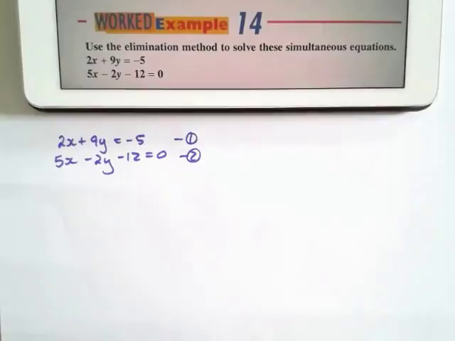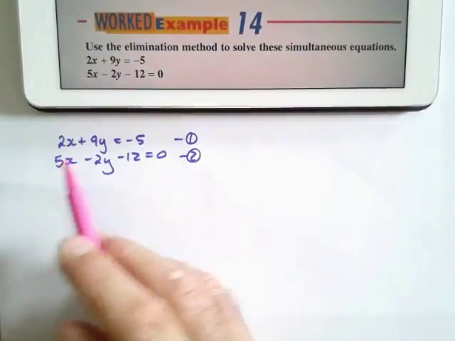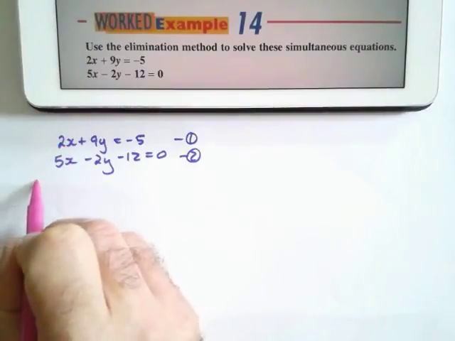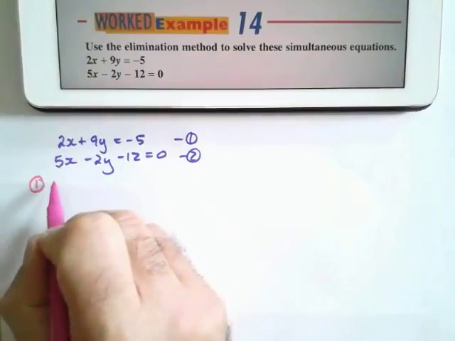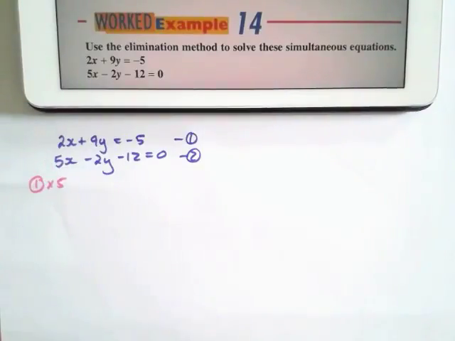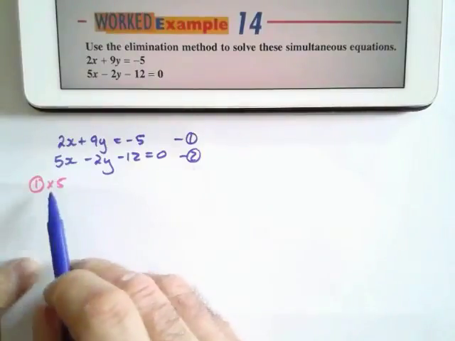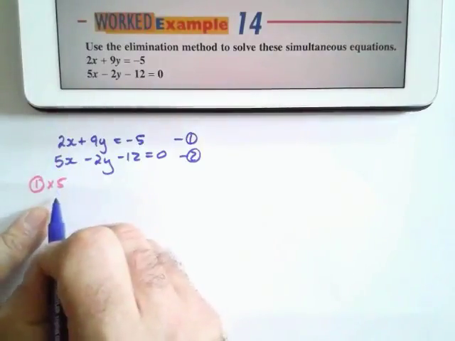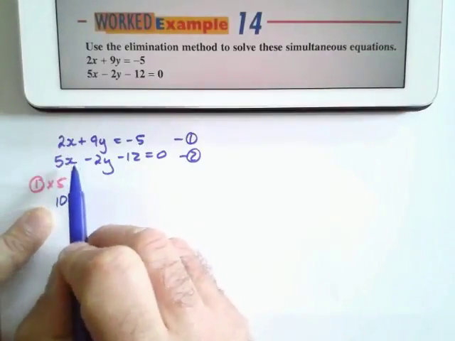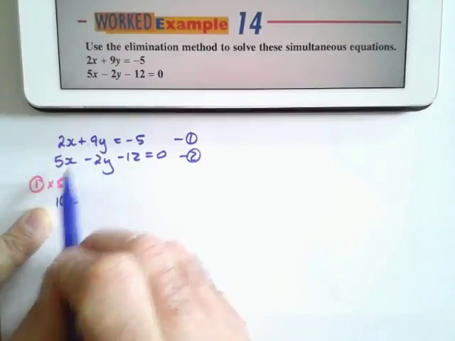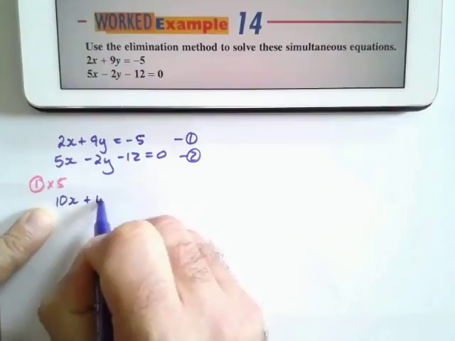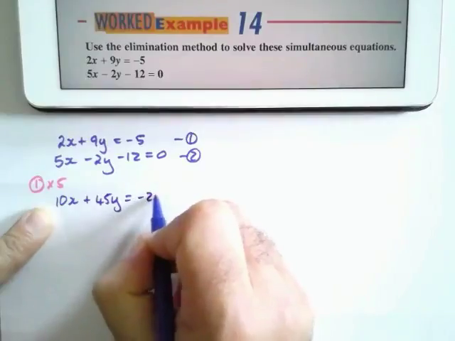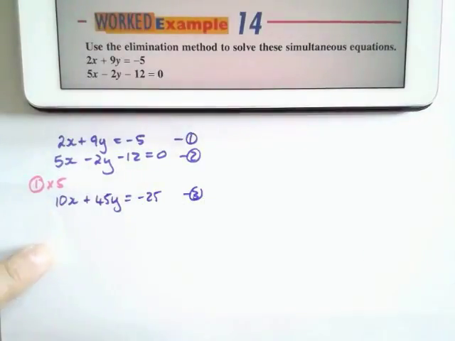And what I'm going to do is find the lowest common multiple for 2 and 5, which is 10. And that means I want to get x to 10. So I'm going to take equation 1 and multiply it by 5 to get it to 10. I'm going to multiply every term by 5. So 5 times 2 is going to give me 10x. I'm going to multiply 9 by 5, that's going to give me plus 45y. And I'm also going to multiply negative 5 by 5, it's going to give me negative 25. I'm going to call this equation 3.